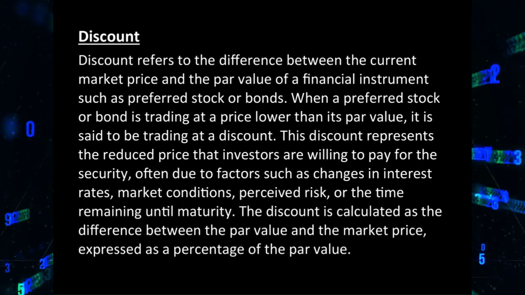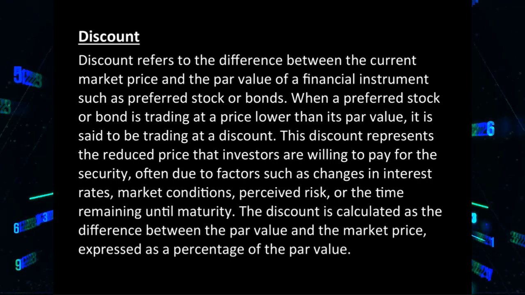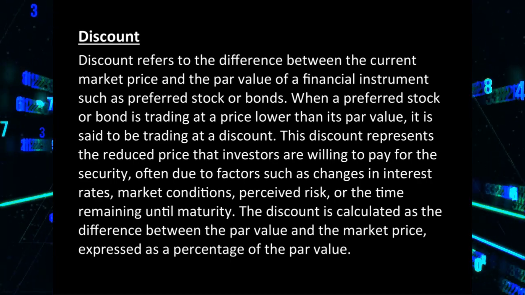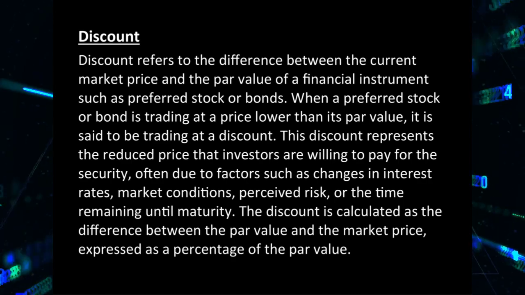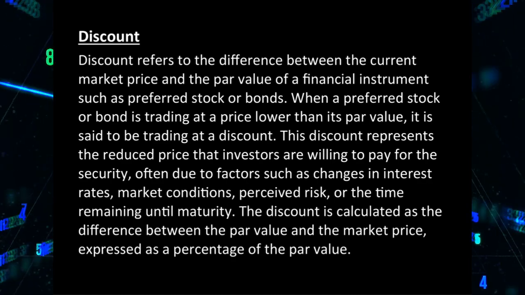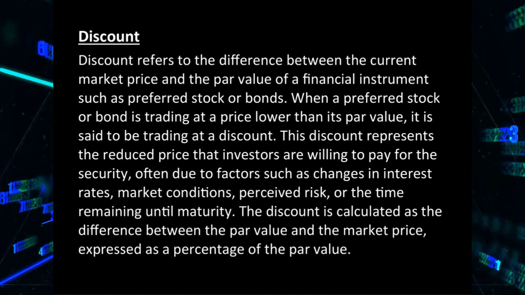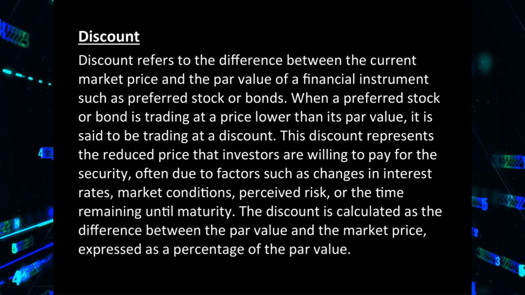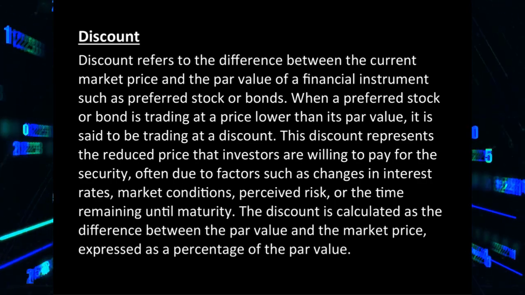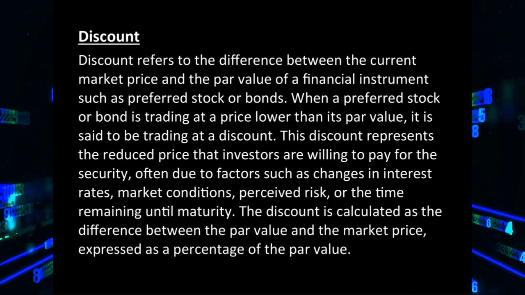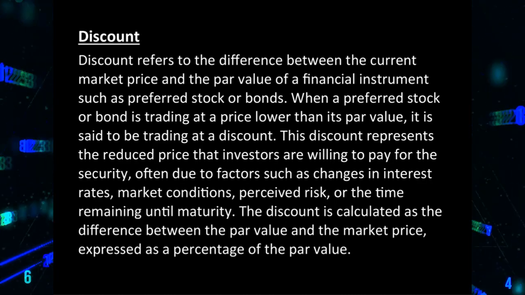This discount represents the reduced price that investors are willing to pay for the security, often due to factors such as changes in interest rates, market conditions, perceived risk, or the time remaining until maturity. The discount is calculated as the difference between the par value and the market price, expressed as a percentage of the par value.